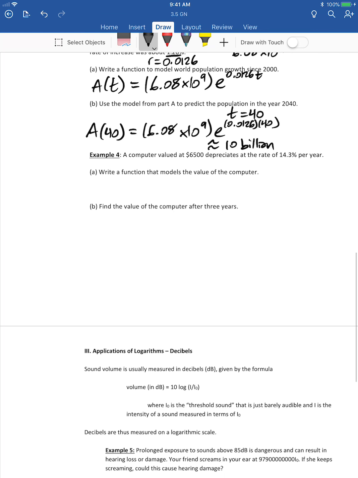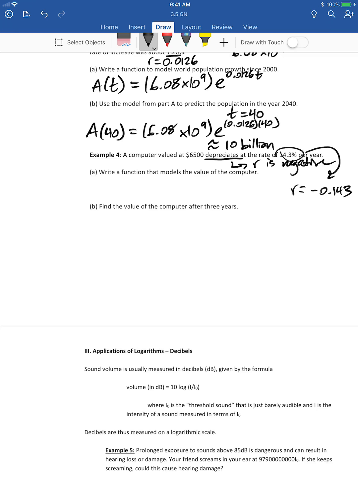Let's take a look at example 4 then. A computer valued at $6,500 depreciates at the rate of 14.3% per year. Depreciates, so right away I know that r is negative. And then at a rate of 14.3%, so r will be negative 0.143. I'm converting my percentage to a decimal.